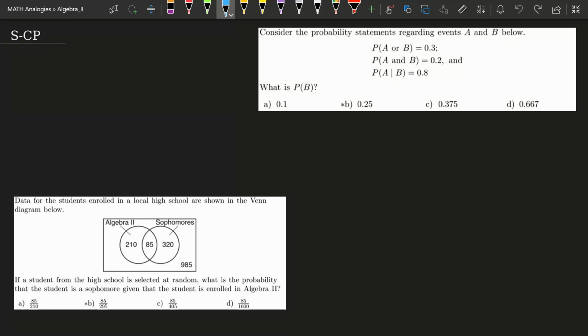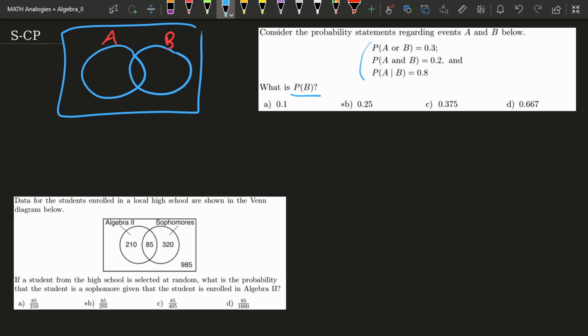I kind of love this problem. Now, I bet there's some formula to remember how to figure out P of B given these three things, but my brain immediately goes to the Venn diagrams. So let's draw a nice little Venn diagram here, and we'll say one is A and the other is B. They all live in some full space.